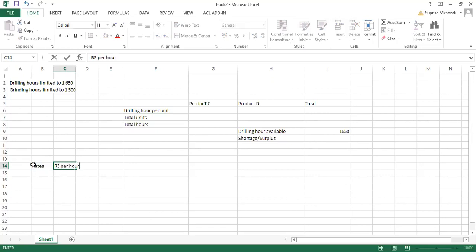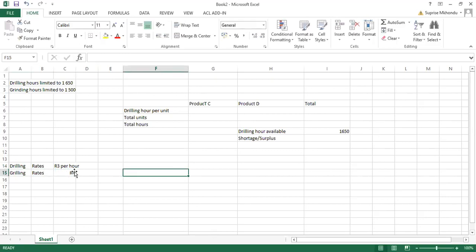Absorb rate, I guess. This is for what? For grilling, or for? Yeah, for grilling. Drilling or grilling? Drilling. This is drilling. So 3, this is drilling. Come on, guys. 4 rands. So right.